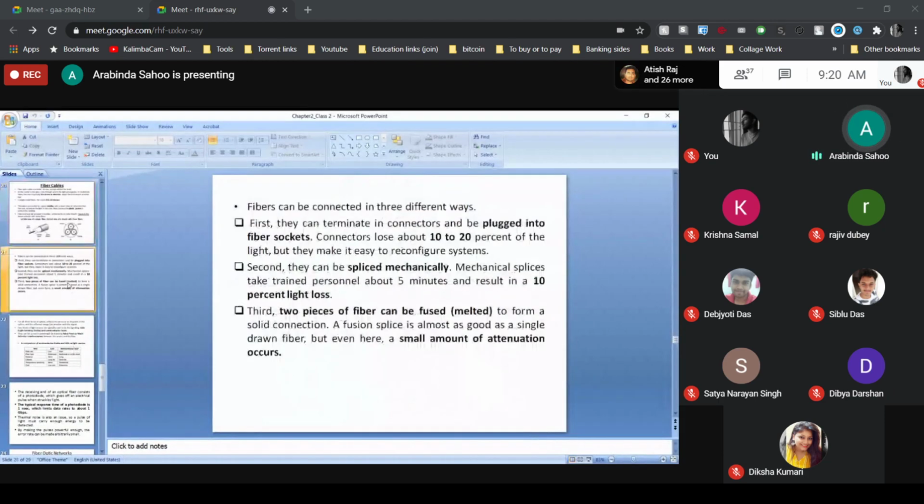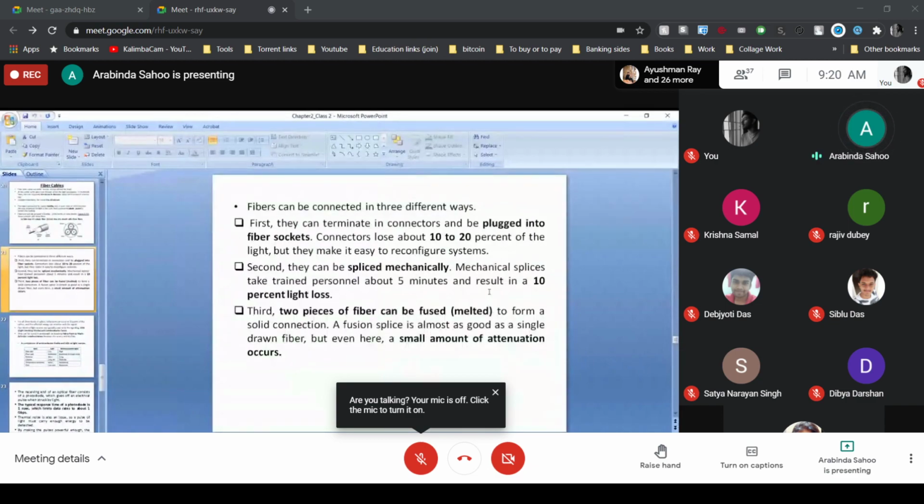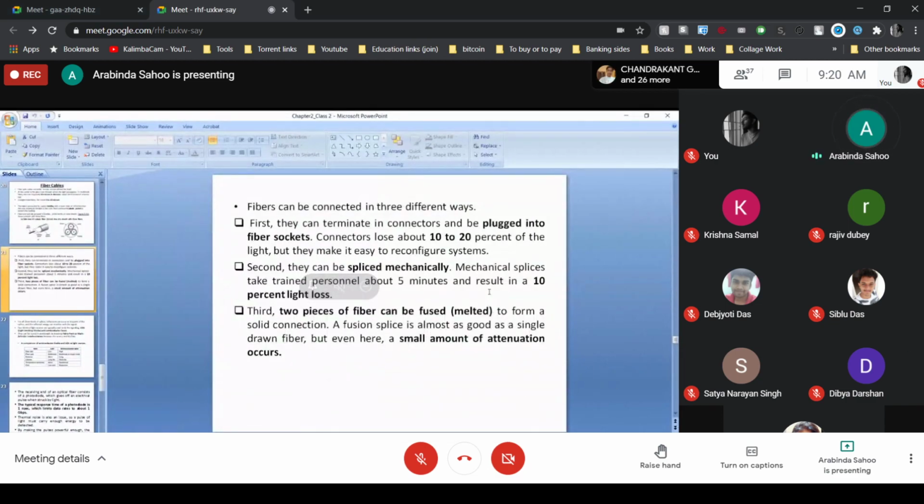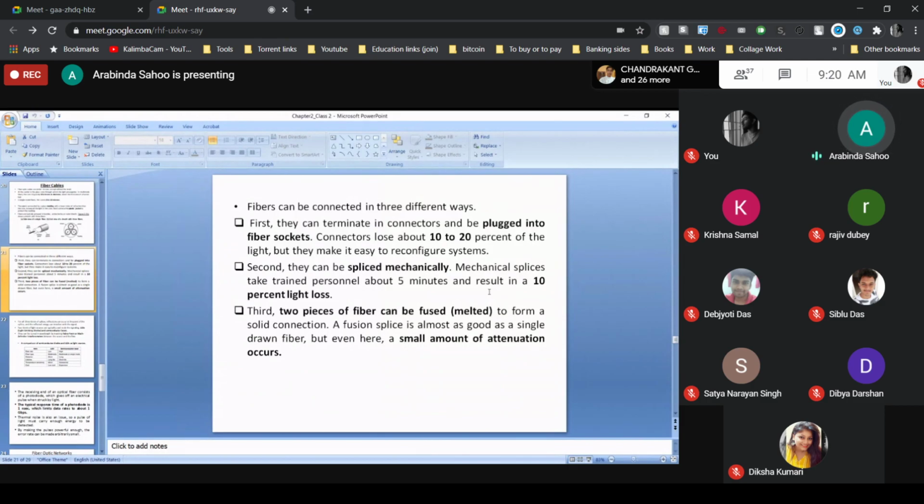Next, write down that fiber can be connected in three different ways. Suppose you want to connect two or more fibers. Suppose the distance between your transmitter and receiver is 2 kilometers, and one fiber is 500 meters long, then you have to connect them. Or due to a breakdown or some damage, again you have to interconnect two fibers. So how will you connect these fibers?